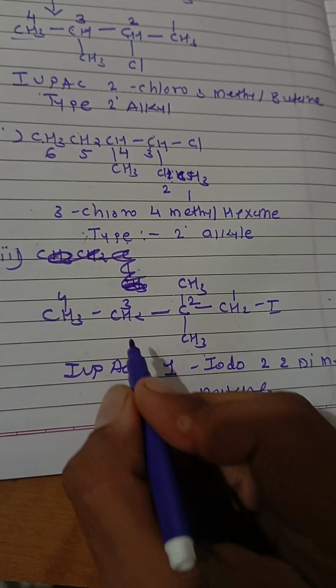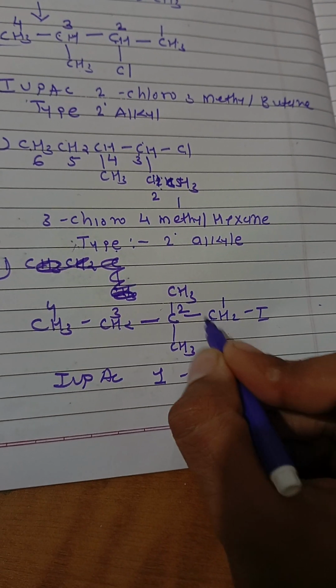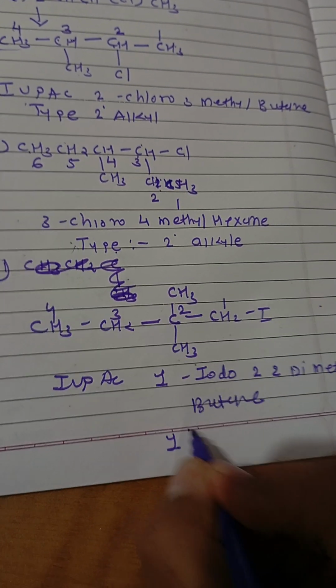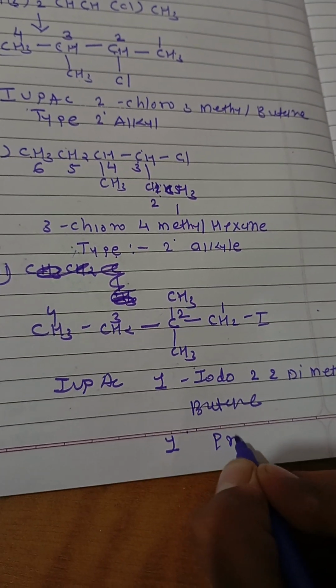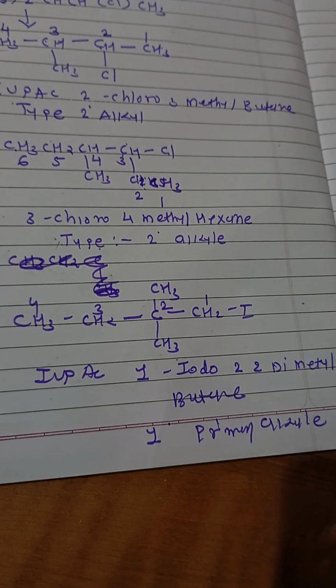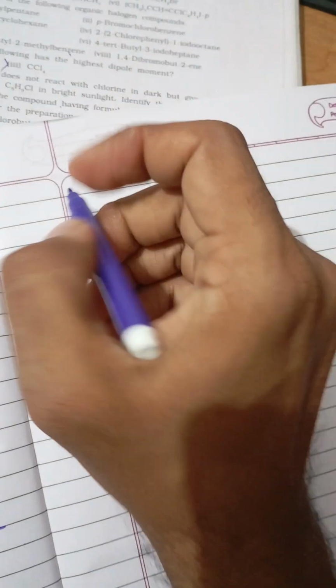Butane, and the type of hydrocarbon, the type of haloalkane, is the primary alkyl group. Then after, the fourth one is given to us.